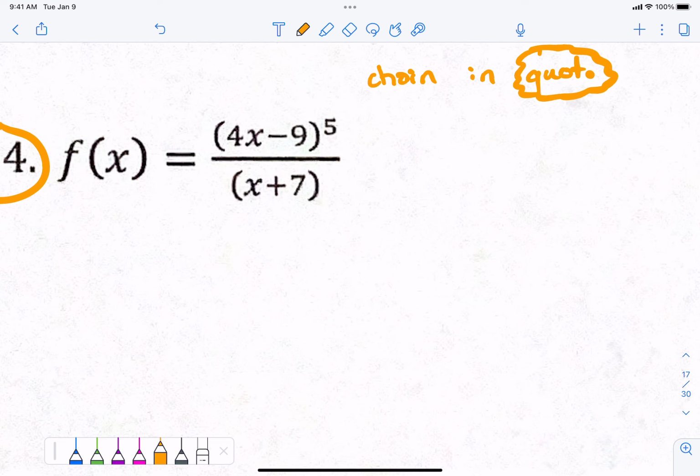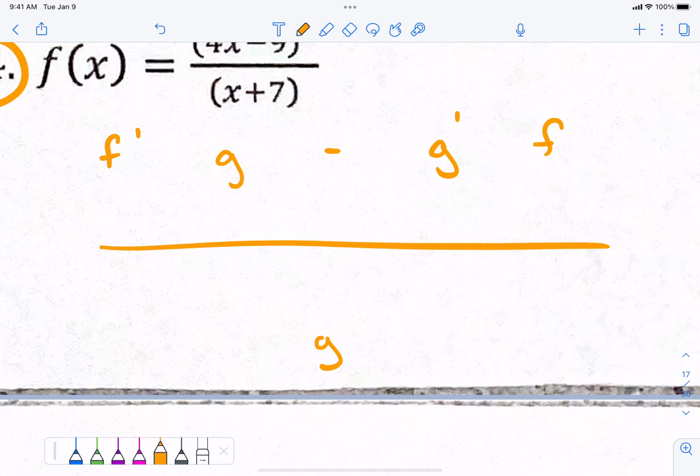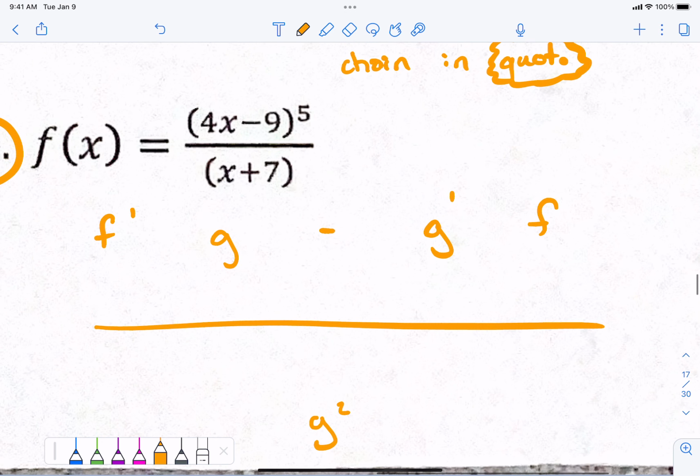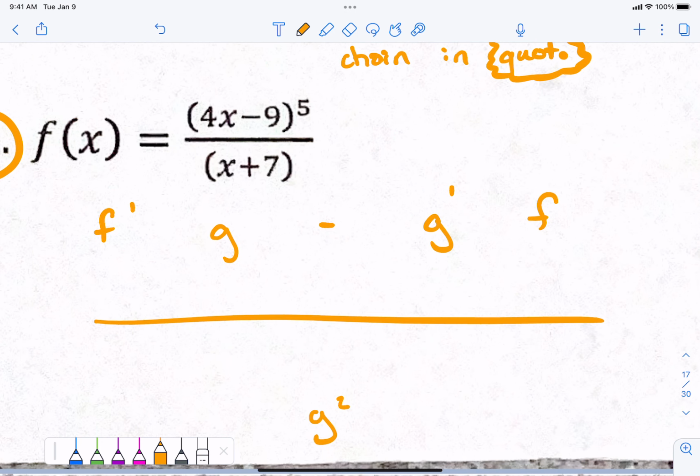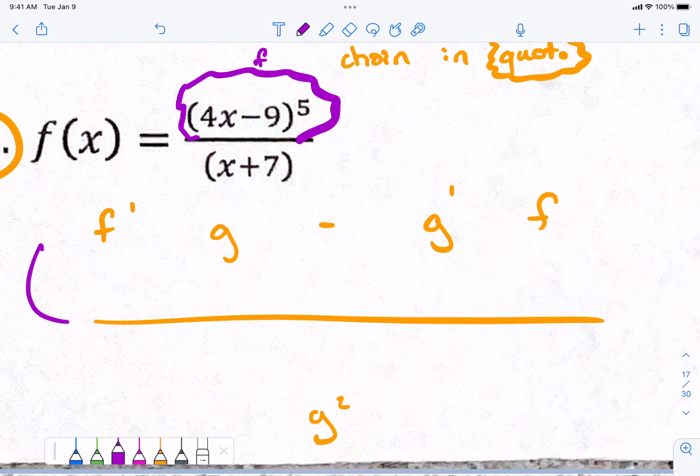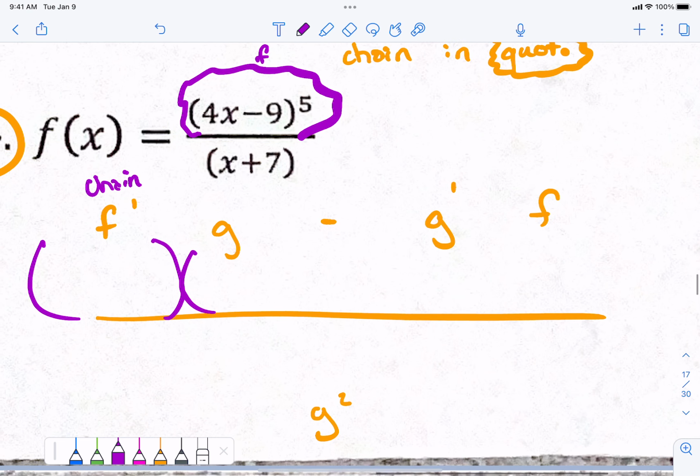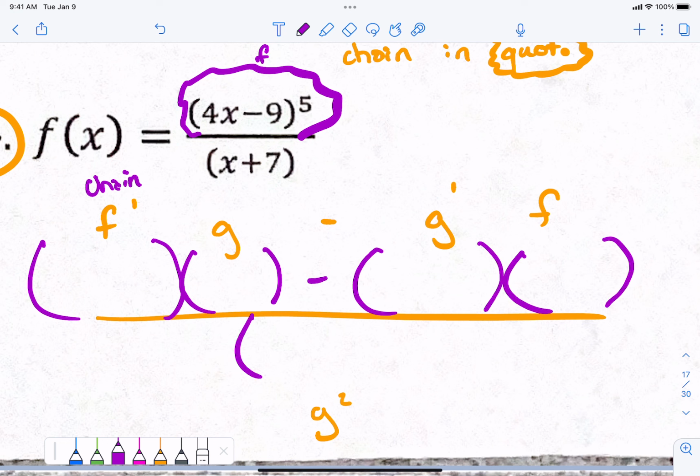Chain in quotient. So we're going to start with the quotient rule, which is F prime G minus G prime F, all over G squared. That's going to go on the bottom. Which one of those pieces has the chain? F prime, the 4x minus 9 part. This is going to be the chain part, and the rest of it is fine. G squared will be x plus 7 squared. For some reason, I always do that one first.